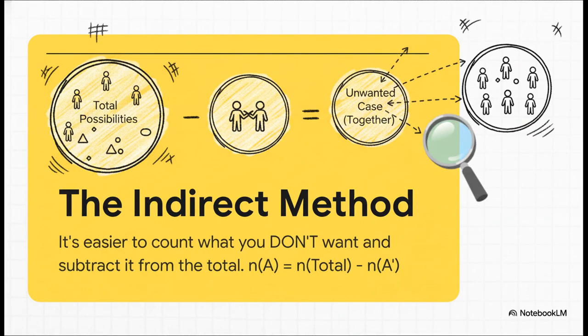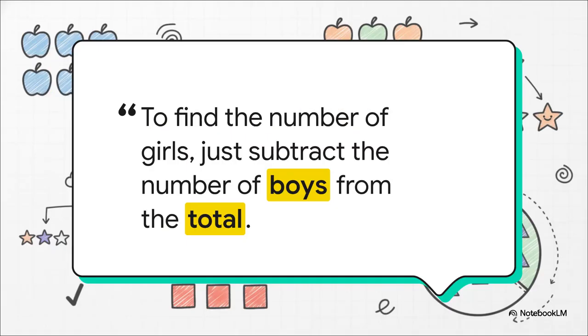And there is. It's called the indirect method, and the logic behind it is just beautiful. Instead of counting all those complicated ways they can be apart, let's just figure out the total number of ways they could line up with no rules at all, and then subtract the one simple case we don't want, which is the case where they are together.